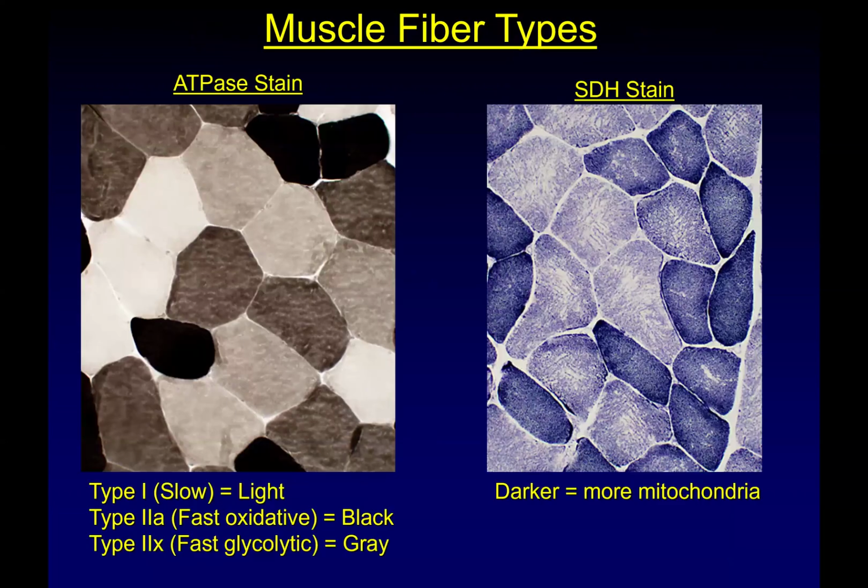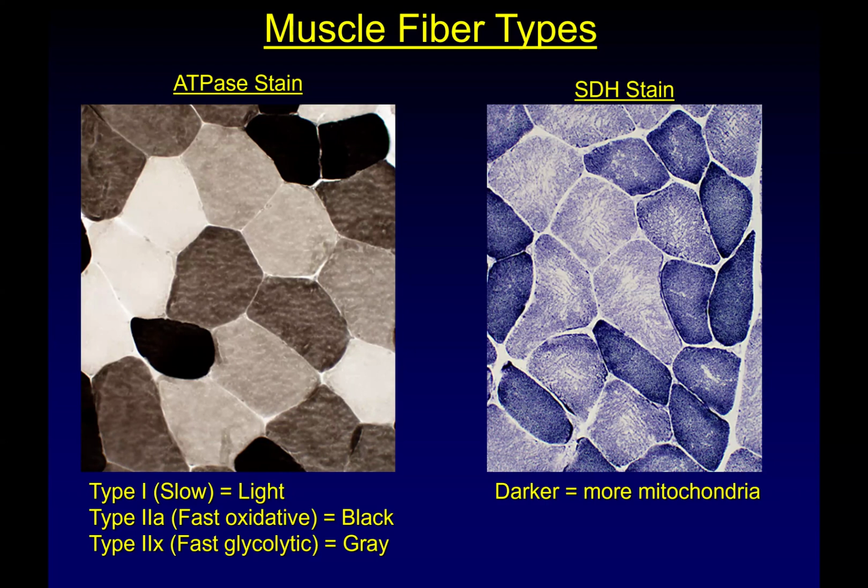So I have a picture. This is an actual picture. On the left, this is the myosin ATPase stain. The lightest fibers are type 1. The couple of black fibers that you're going to see there are type 2A. And then the gray ones are type 2X. This person was pretty sad. And so you just go through and you count. How many fibers do I have? Which ones are which type? And that's how we get our relative percentages.